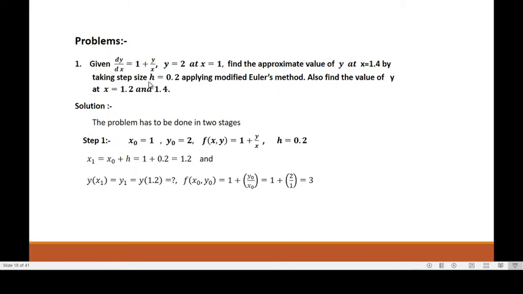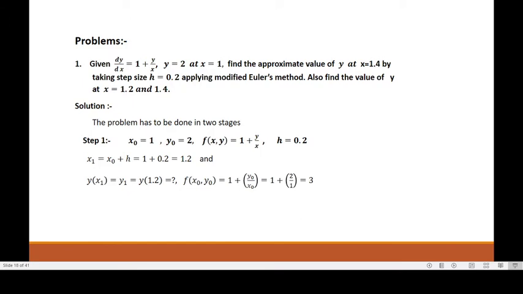By taking the step size as h is equal to 0.2, if we add this step size to the initial x value, we will get 1 plus 0.2 is 1.2. First we have to find y at 1.2. Next we have to calculate y at x is equal to 1.4. Therefore the problem has to be done in two stages. We calculate y at x is equal to 1.2, and considering that as the initial value, we calculate y at x is equal to 1.4.